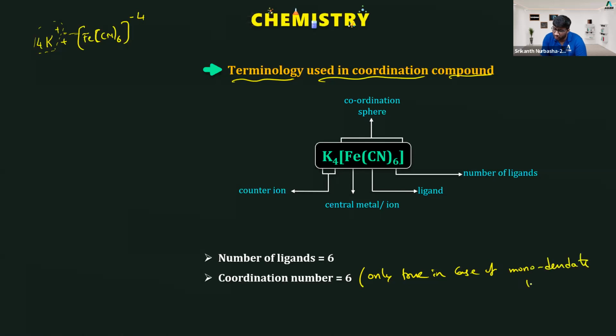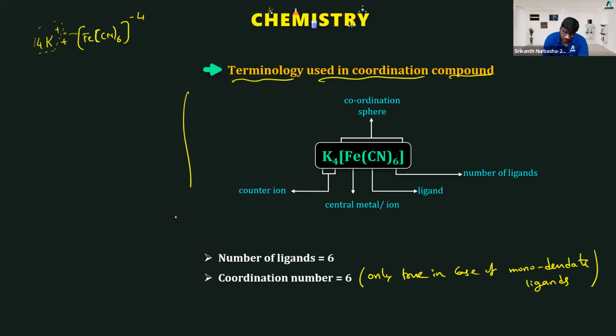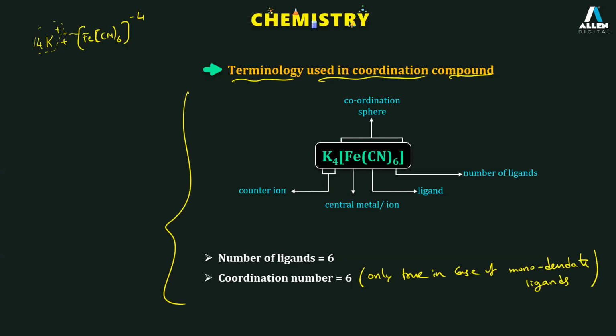Monodentate means only one coordinate bond is formed. If you have more than one coordinate bond formation, if you have a bidentate or tridentate, then the coordination number equals the number of coordinate bonds. All of you note it down, students. Note it down and let me know. Okay, fine.